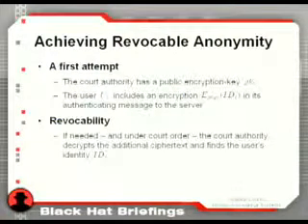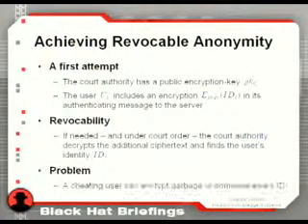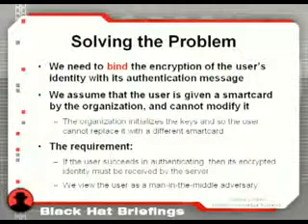Here's a first attempt. We give the court authority a public-private key pair, and the user, when it wants to authenticate, will encrypt its identity under the court's public key. Then in order to revoke, all the court needs to do is decrypt and see whose identity that is. Obviously, this is ridiculous because the user can cheat. It doesn't need to actually send its correct ID, and can even send someone else's ID.